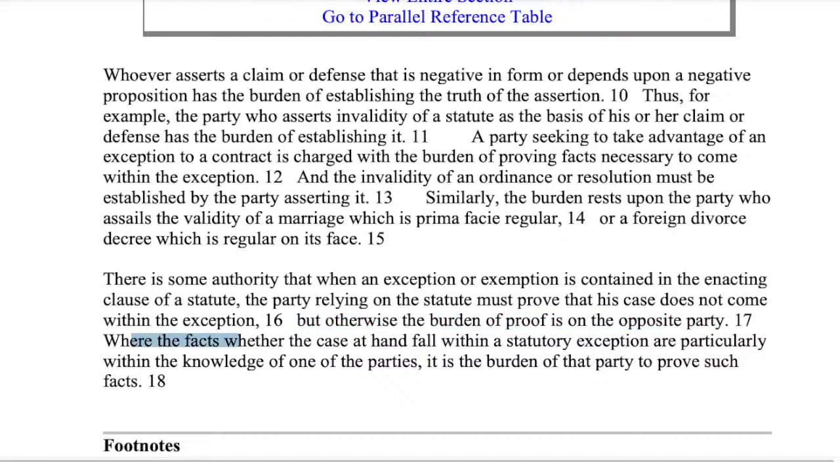Where the facts, whether the case at hand falls within a statutory exception, are particularly within the knowledge of one of the parties, it is the burden of that party to prove such facts. So the exceptions are proved by the party that has knowledge. If they both don't have knowledge, then the party that has the knowledge has the burden to prove that fact.